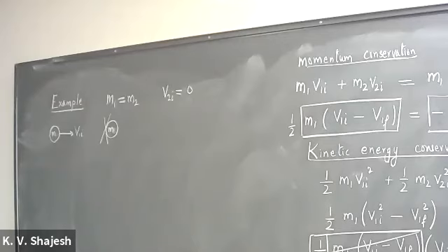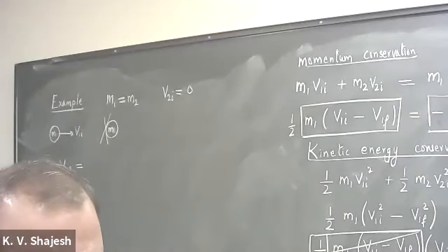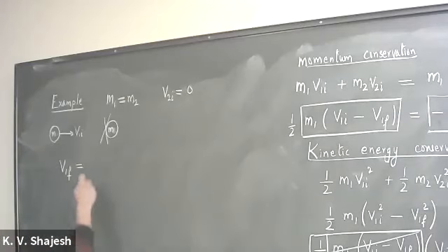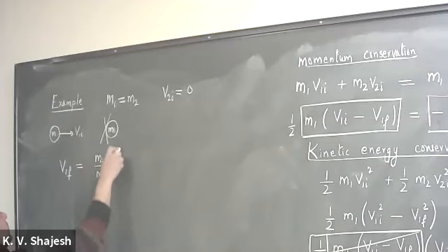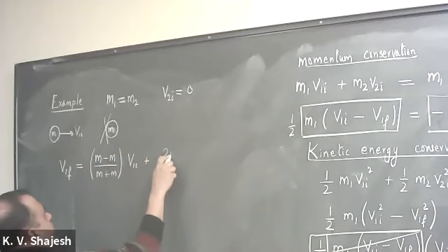What happens? We have our general expression, so we plug that in. V1 final, what is it equal to? In v1 final, that is m1 minus m2 in that first coefficient. That immediately makes this 0, right? So that is m minus m divided by m plus m times v1 initial, plus 2 times m divided by m plus m.